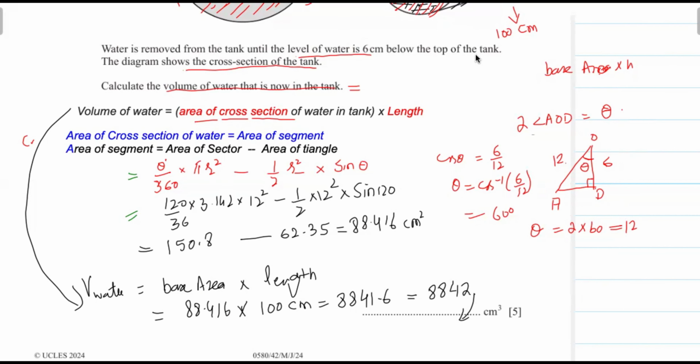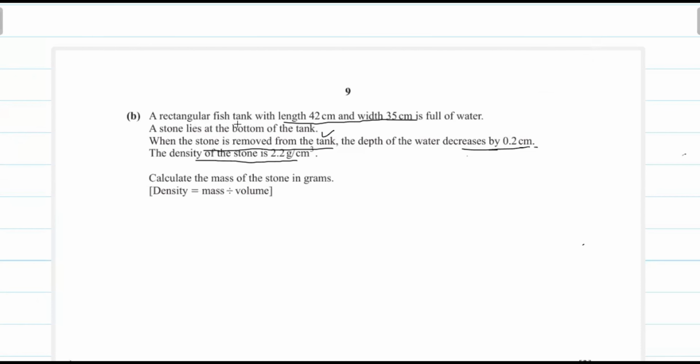This is the answer. A rectangular fish tank, length 42, width 35 centimeter, is full of water. A stone lies at the bottom of the tank. The stone is removed from the tank. The depth of water decreases by 0.2 centimeter. The density of the stone is 2.2 gram per cubic centimeter. Calculate the mass of the stone in grams.